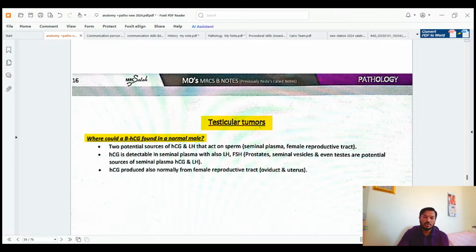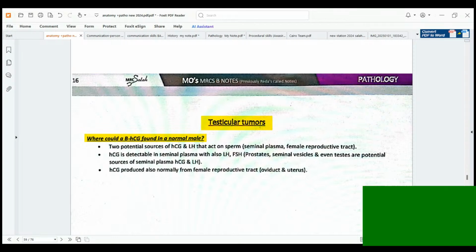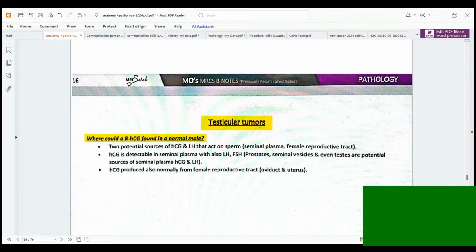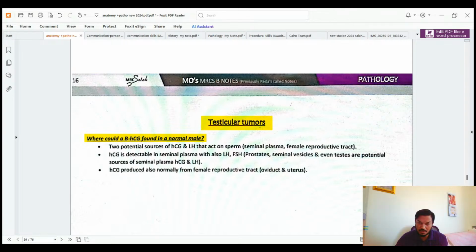Two potential sources of HCG and luteinizing hormone that act on sperm. Seminal plasma, female reproductive tract. HCG is detectable in seminal plasma.